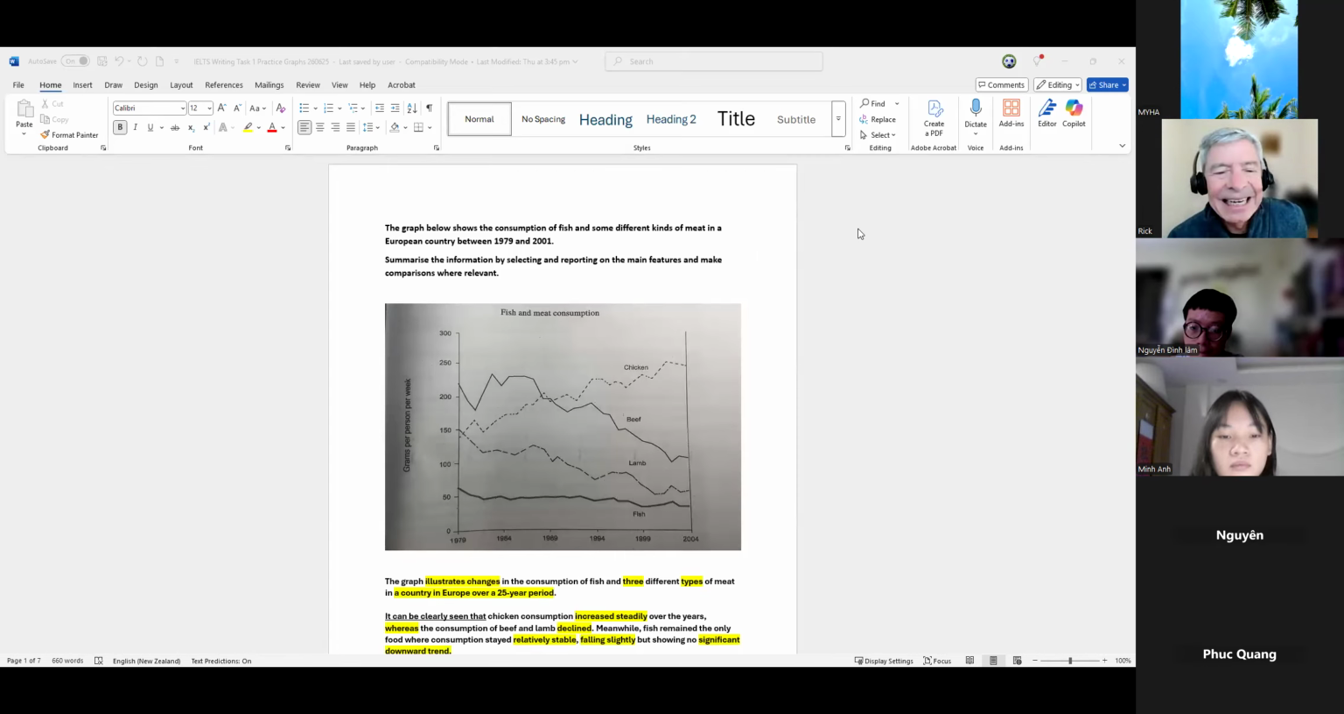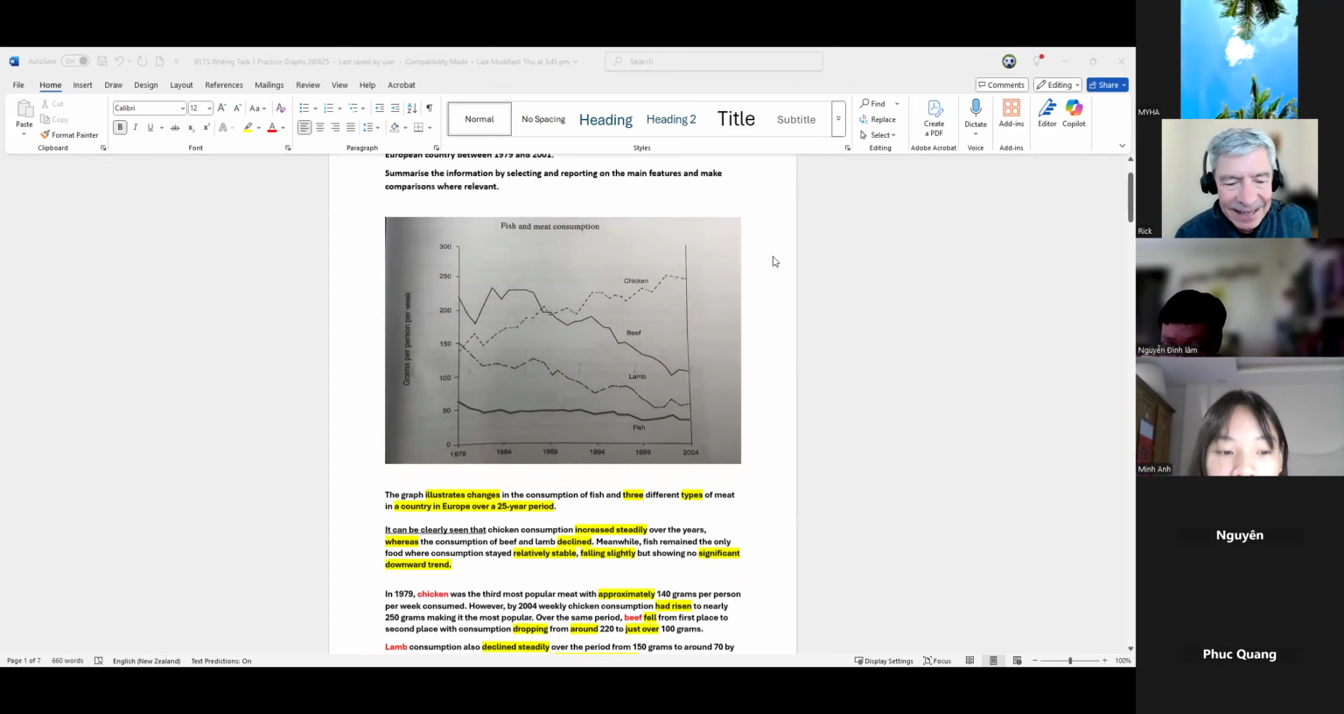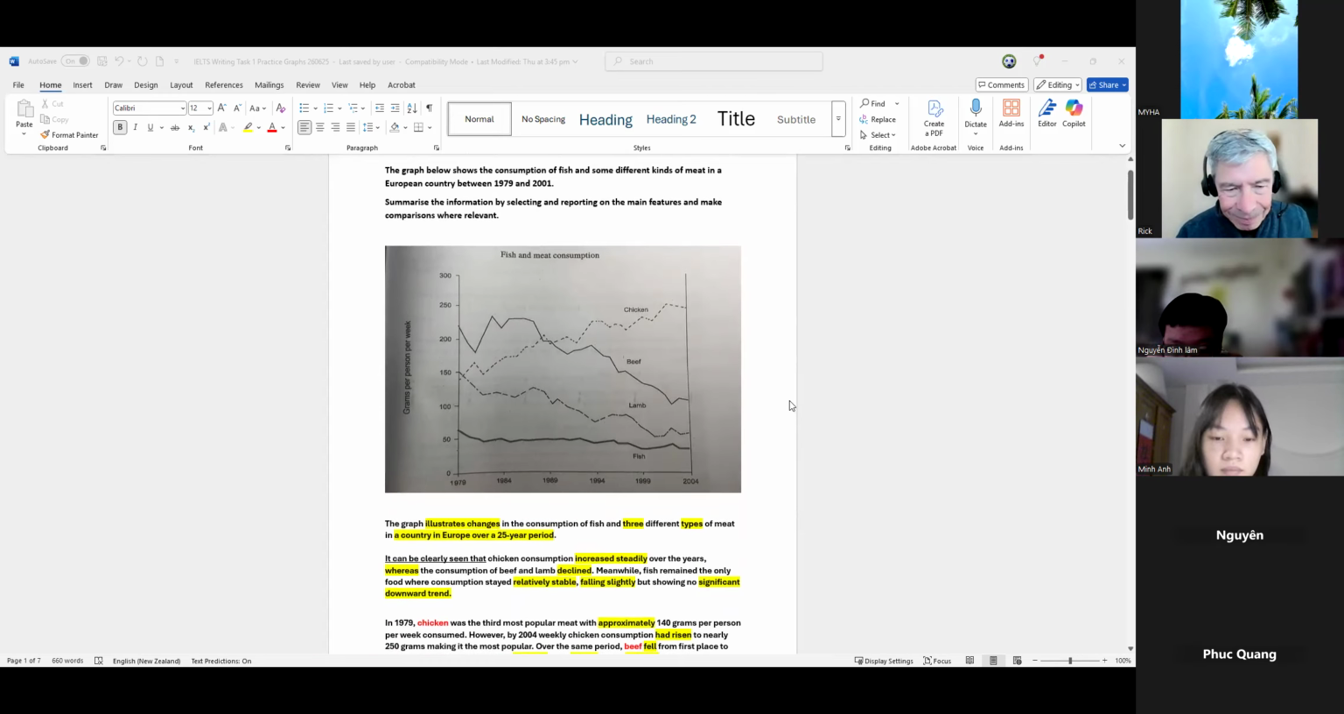Okay, Minh Ang, Dinh Lam, and Phu Quang, you have seen this graph over the last few weeks. You've all seen this graph and you have all practiced it.